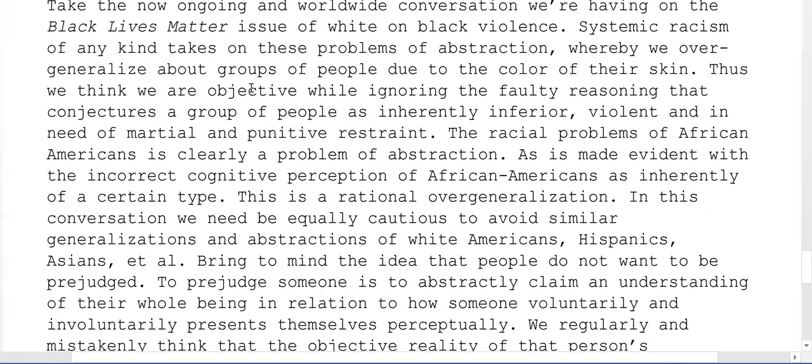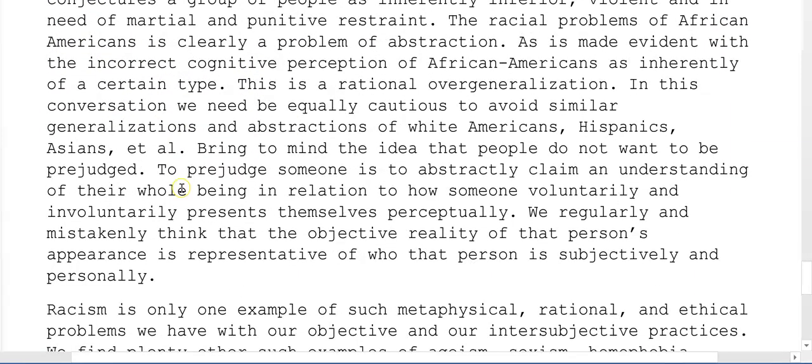Take the now ongoing and worldwide conversation we're having on Black Lives Matter issue of white on black violence. Systemic racism of any kind takes on these problems of abstraction, whereby we overgeneralize about groups of people due to the color of their skin. Thus we think we are objective, while ignoring the faulty reasoning that conjectures a group of people as inherently inferior, violent, and in need of martial and punitive restraint, right? So the racial problems of African Americans is clearly a problem of abstraction, as is made evident with the incorrect cognitive perception of African Americans as inherently of a certain type. This is a rational overgeneralization.